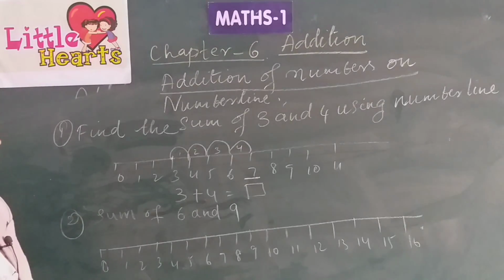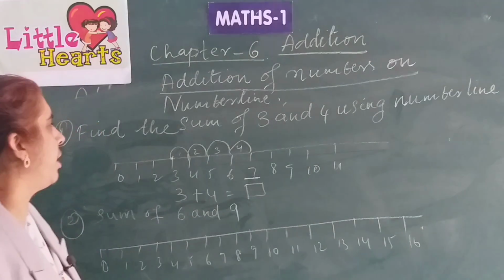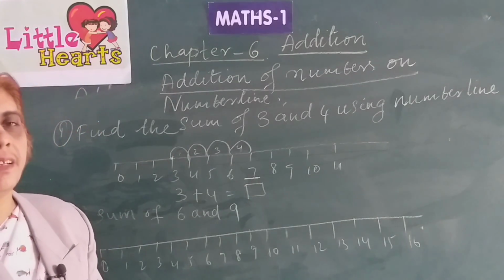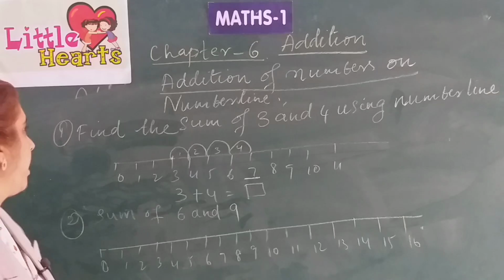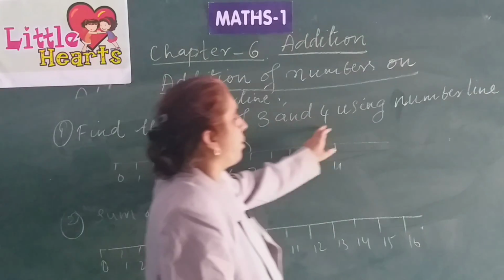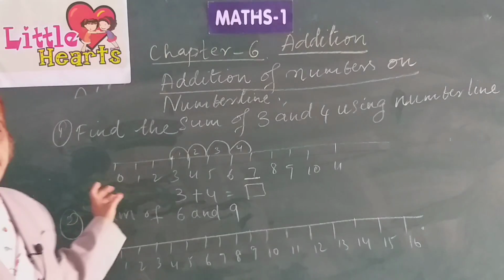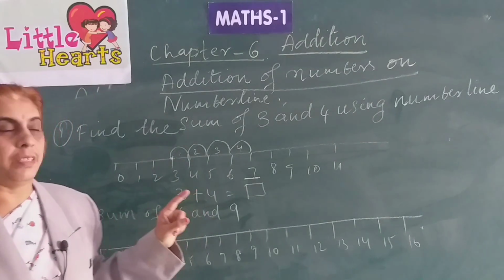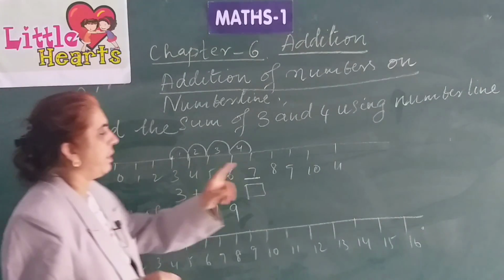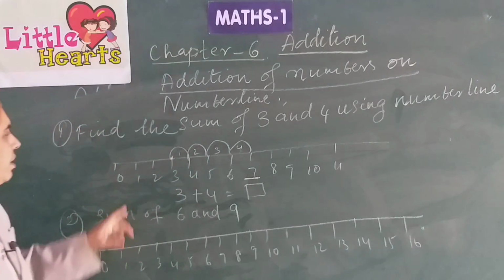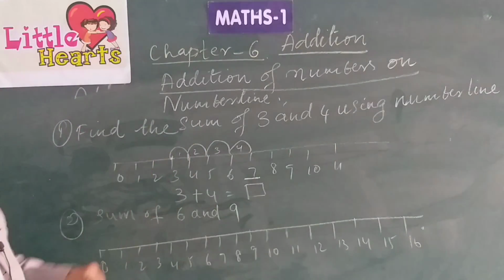Yes children, let us go with the addition of numbers on the number line. How to add two numbers on the number line. Find the sum of 3 and 4 using number line. Number line is a line on which numbers are written in equal intervals. So 0 to 10 numbers are written on the number line here. Find the sum of 3 and 4.